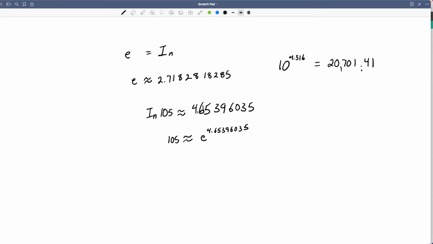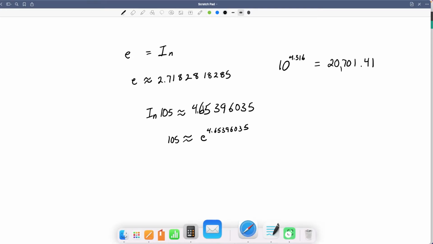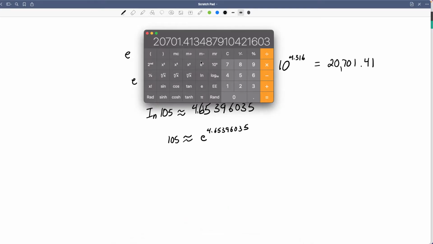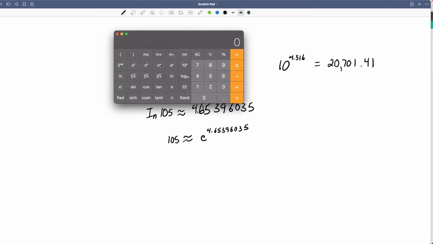That means that 10 to the 4.316 power is equal to 20,701.14. We could also have found the inverse logarithm of 4.316 by using the y to the x key to raise 10 to the 4.316 power. So instead of using the inverse log, we could just use this power key. We could say 10, and then we click the XY key, and then we put in 4.316, and we hit equal, and it's the same answer.